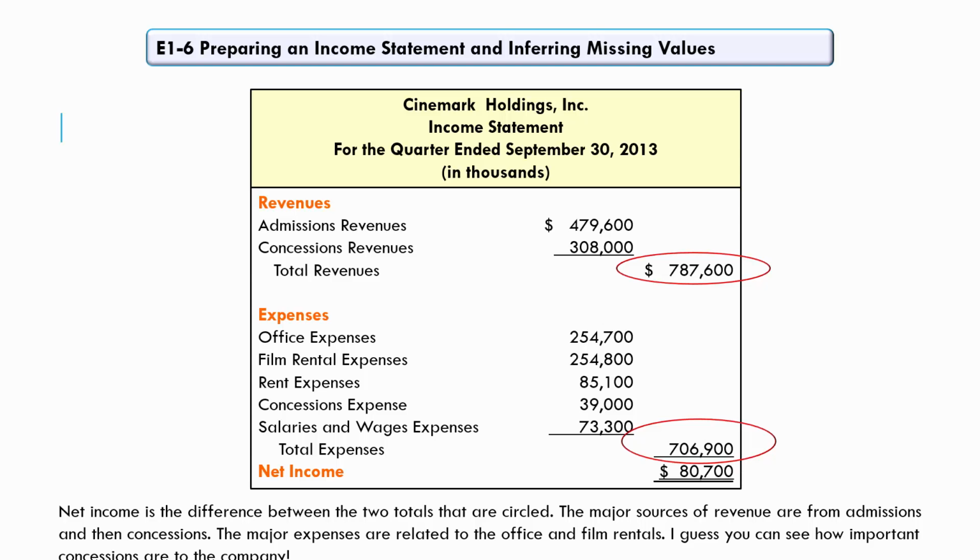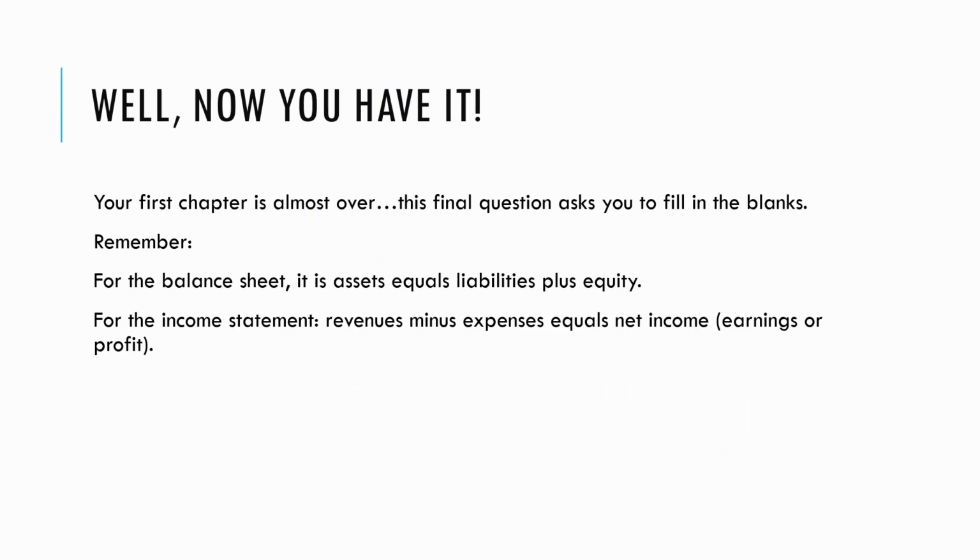So, people probably wouldn't go to the movie theater and buy the concessions on their own. We need to be showing the movies. But in terms of bringing in money, concessions are quite profitable, right? So, the two sources of revenue up there, and the two major expenses, which I think are what they ask, are office expenses and film rental expenses. Well, now you have it.